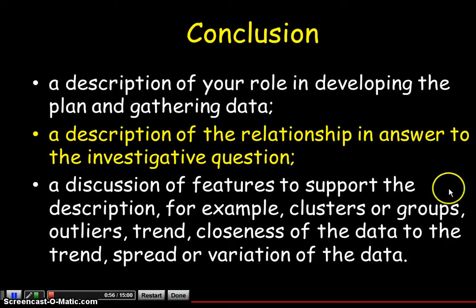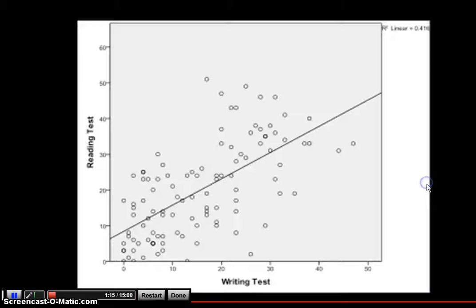And a discussion of features to support the description, for example, clusters or groups, outliers, trends, closeness of the data to the trend, spread or variation in the data. Those sort of things are what you'll be looking for to get your merits and excellences. You've got a few things to talk about. I've got a few examples here.